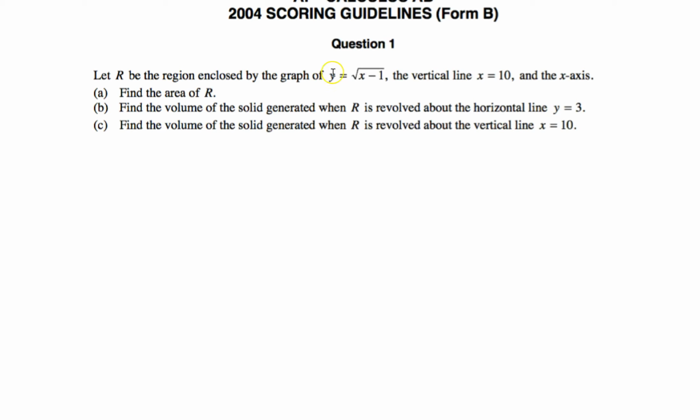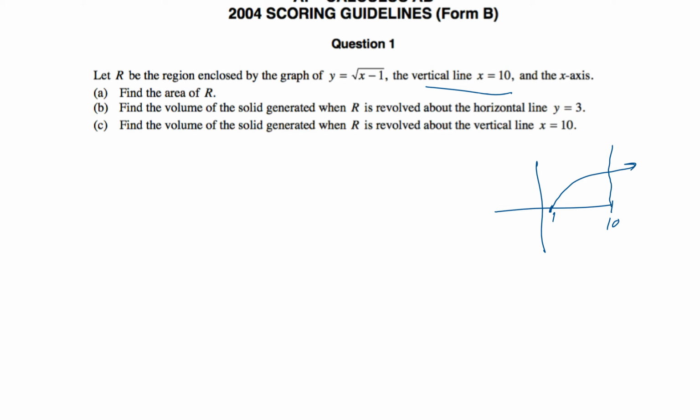Let R be the region enclosed by the graph of this and the vertical line x equals 10 and the x-axis. So in this one, I'm going to try to do a little sketch first. So let's sketch over here. x minus 1, that means it starts right here at 1. 1 to the right, it's a square root. And then the vertical line x equals 10. So remember, x equals is always a vertical line.